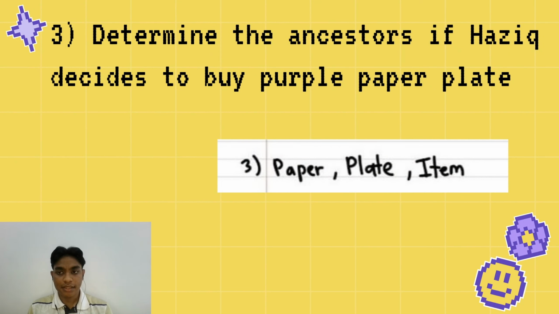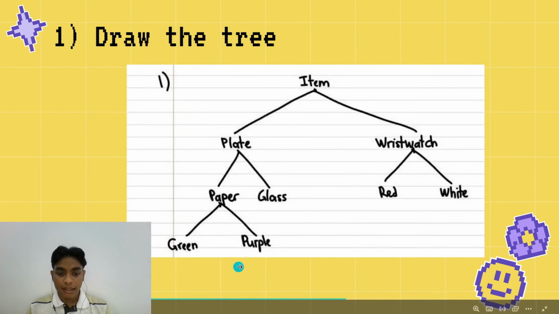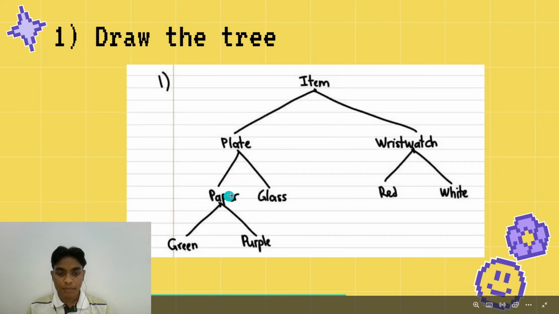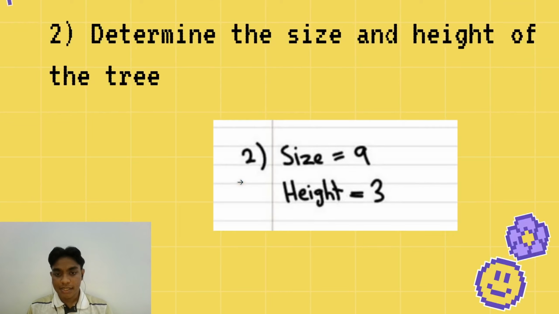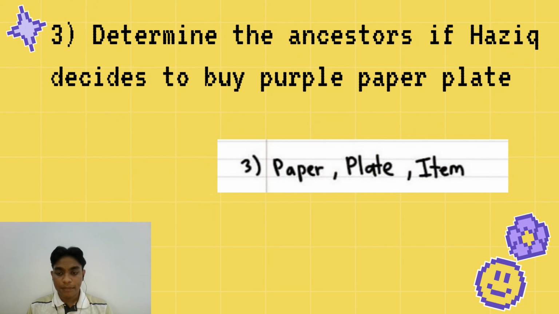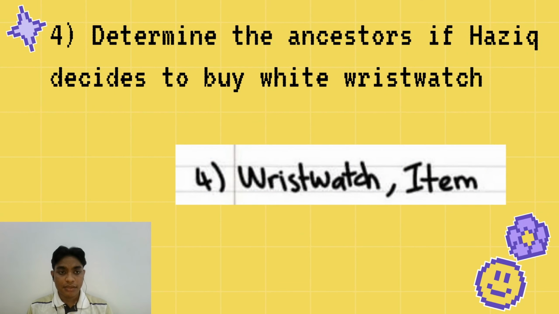And for question 3, determine the ancestor if HAZIQ decides to buy a purple paper plate. We need to find the purple paper plate. First we find purple, and then we go to the ancestor, which is paper plate and item. So the ancestor is paper plate and item. Same as the last question, determine the ancestor if HAZIQ decides to buy a white wristwatch. The ancestor is wristwatch and item.